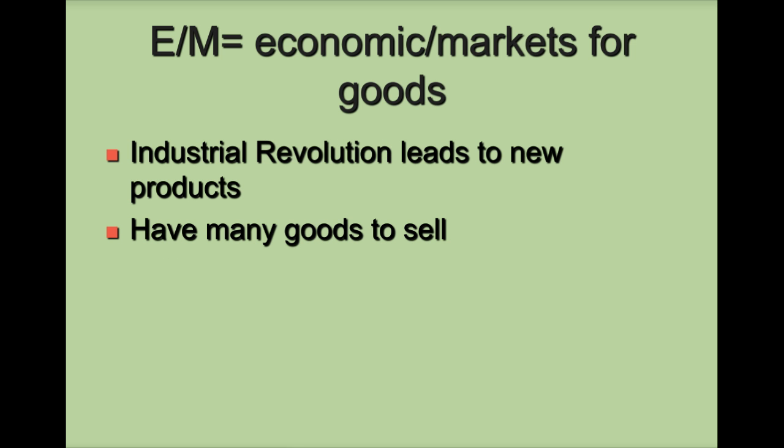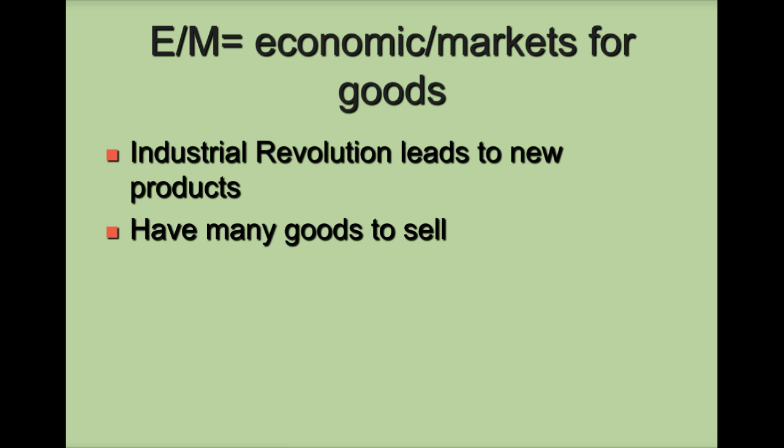Okay, so our first motivation, the E and M in empire, stands for economic and markets for goods. We talked before about how one of the big effects from industrialization is that it leads to imperialism for a couple of different reasons. First of all, you have an excess of finished goods in your industrialized markets, so they're looking for places to sell their new products. They've also, in a lot of cases, exhausted their raw materials, so your imperialist powers are looking to gain raw materials from other places.